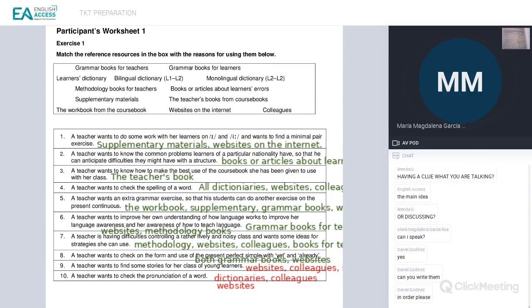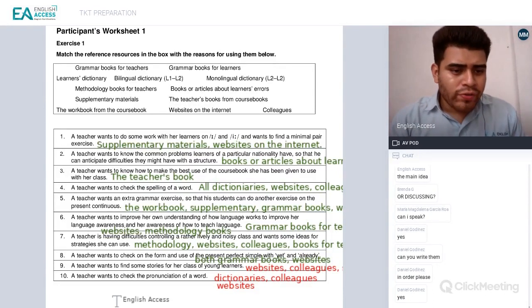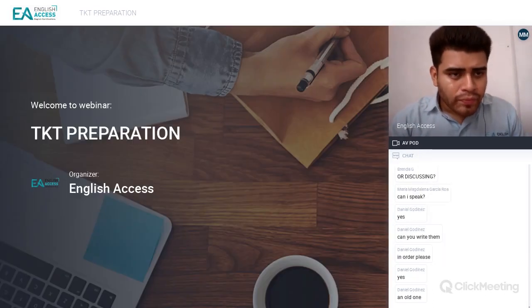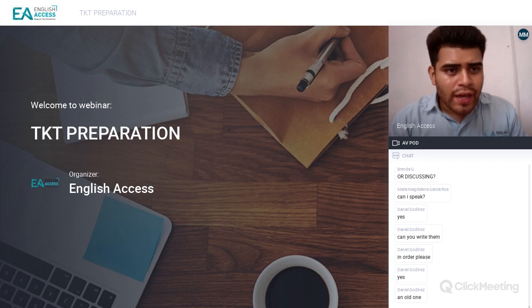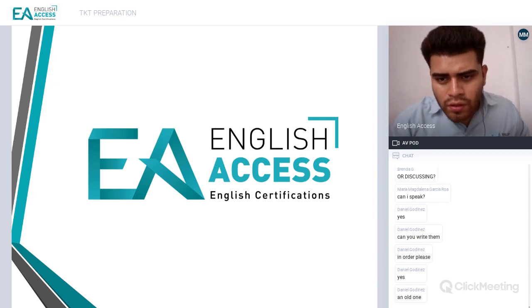Do you have the TKT book, the old one? I showed you a slide that had everything on it. It's on both of them, the old one and the new one. Let me see if I can pull it up for you.